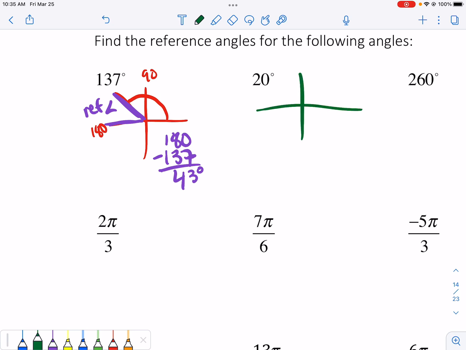Okay? So if we look at this one, we're in the first quadrant. This is 20 degrees, but our reference angle still goes from the terminal side to the x-axis. So not only is it the angle, but it's also the reference angle. Our reference angle is the same in the first quadrant because it is the angle.